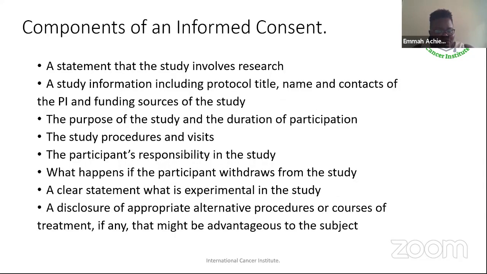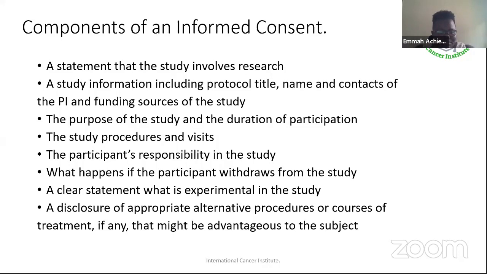Some of the components of an informed consent include a statement describing the research, the name, the title, who is the PI, who is funding it, what the purpose is, how long it is going to take, and what the procedures and visits are. What is the responsibility of the participant? Sometimes the participant joins a study, then realizes halfway through, oh, I need to come to the clinic every day, and they say, oh, I had not committed to this. So it's important that the participants understand their role. What will happen if they withdraw from the study, both from a medical perspective and from a legal perspective?